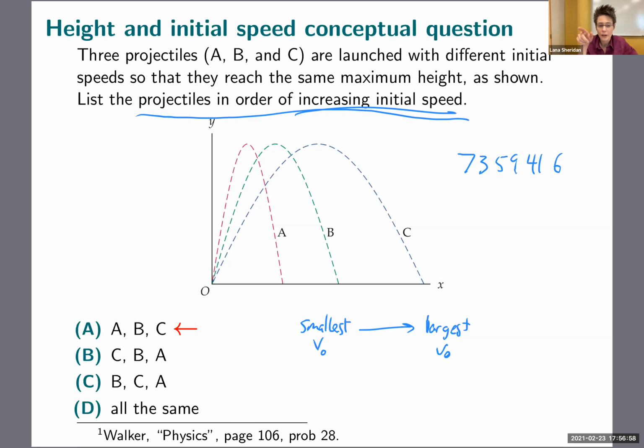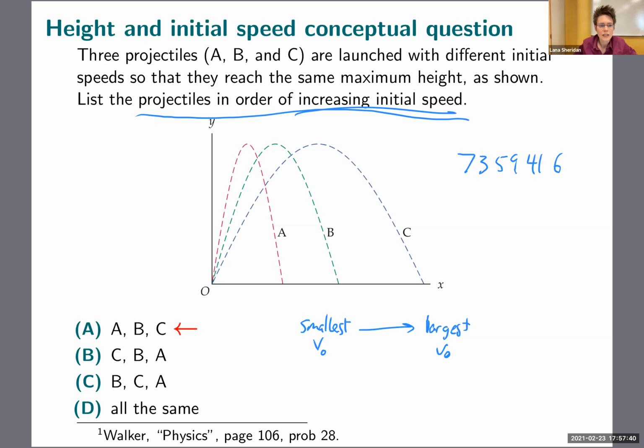Remember, they all have the same Y component, but they have different X components. If you wanted to put numbers to this, just to imagine, they all have the same Y component, v0y is like 5 meters per second or something. Then A might have an X component of 2 meters per second, B might have one that was 3 meters per second, and C might have one that is 4 meters per second, right?